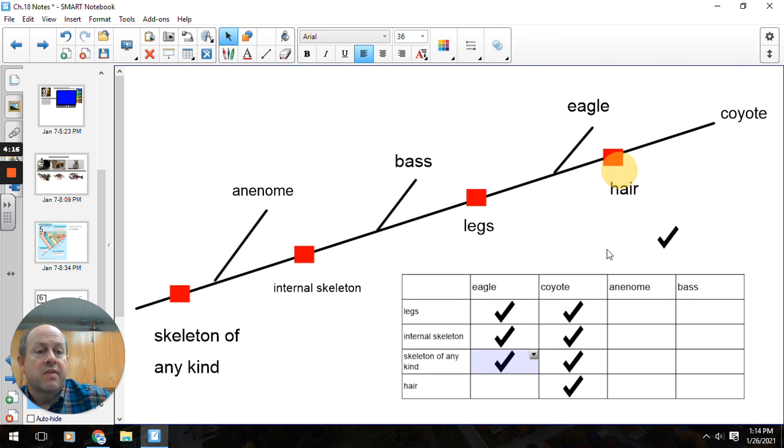In the case of the anemone, it's only above skeleton of any kind, so that's the only trait it had. We'll put a check there, but the other three would have to stay blank because they are above it. And then the bass is above these two traits, so we'll put a check for those, but it's below these two traits, so those would stay empty. And so our phylogenetic tree, which we started with here, enabled us to check the boxes of our data table right here. That's a little bit about phylogenetic trees, or also called cladograms, and I hope that was helpful.